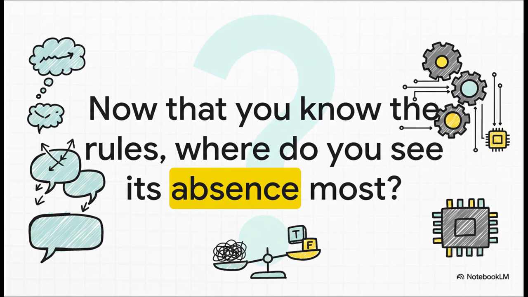We started this whole journey by looking at how messy and ambiguous our own language is, and we ended by building a system of perfect mathematical clarity. So I'll leave you with this question. Now that you know the rules of perfect logic, where in your own world, in the news, in conversations with friends, in arguments online, do you see its absence the most?